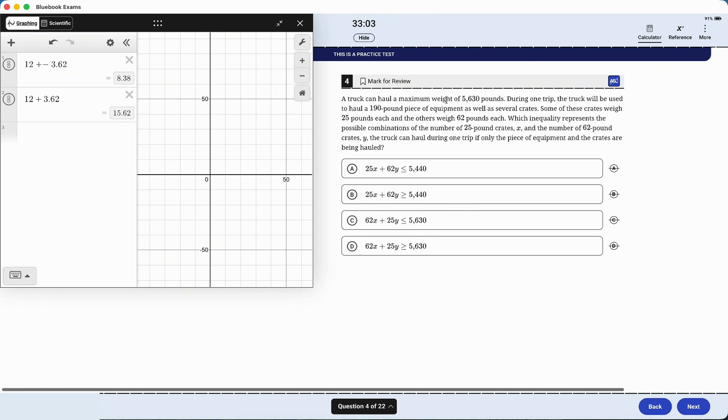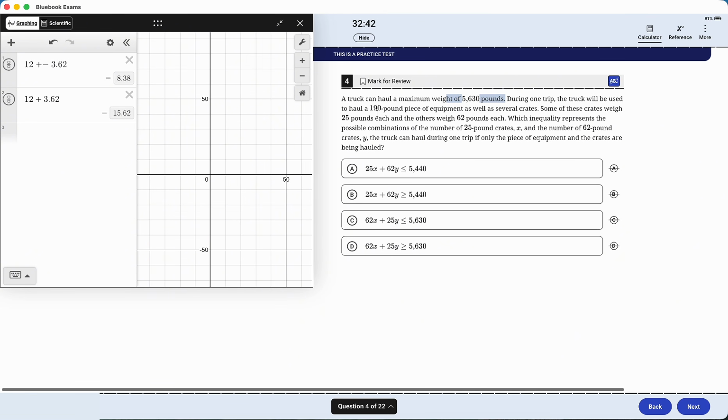Next one here, this is just a reading problem. It says a truck can hold a maximum weight of 5,630 pounds. During one trip, it will be used to haul a 190-pound piece of equipment as well as several crates. Some of these crates weigh 25 pounds each and others weigh 62 pounds each. Which inequality represents the possible combinations of the number of 25-pound crates, X, and the number of 62-pound crates, Y?